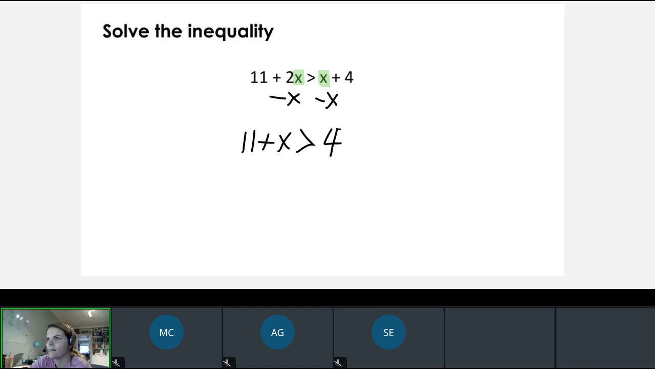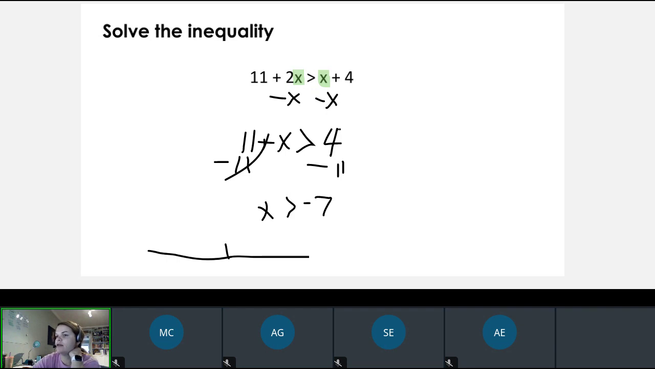So we have 11 plus x is greater than 4. Remember, I'm solving for x, so I want to move everything away from x. So I'm going to get rid of this positive 11 by subtracting 11. So I'm left with x is greater than negative 7.